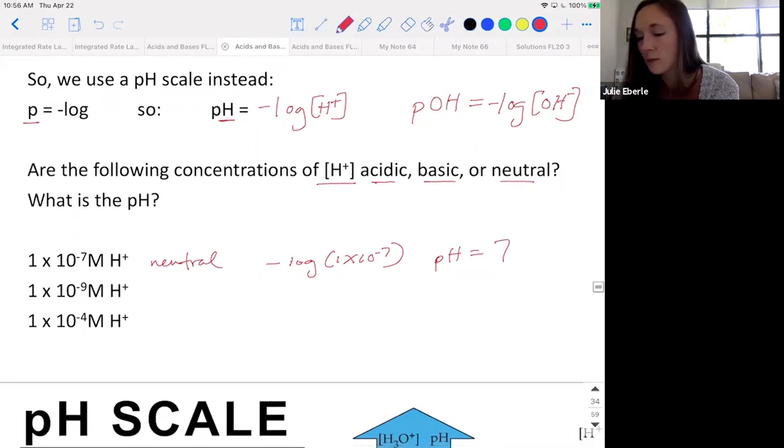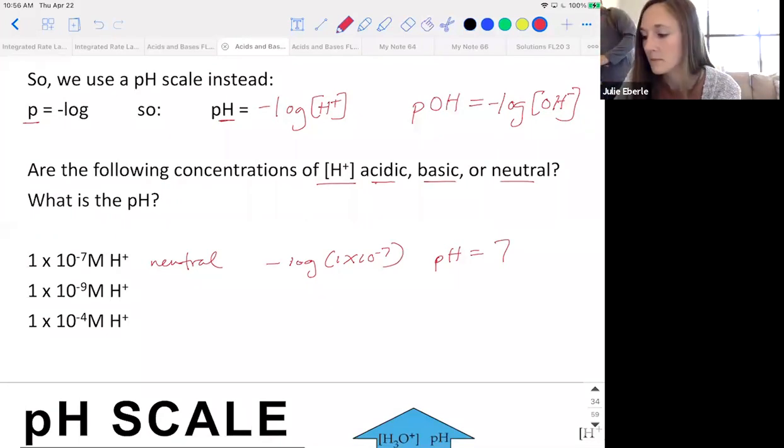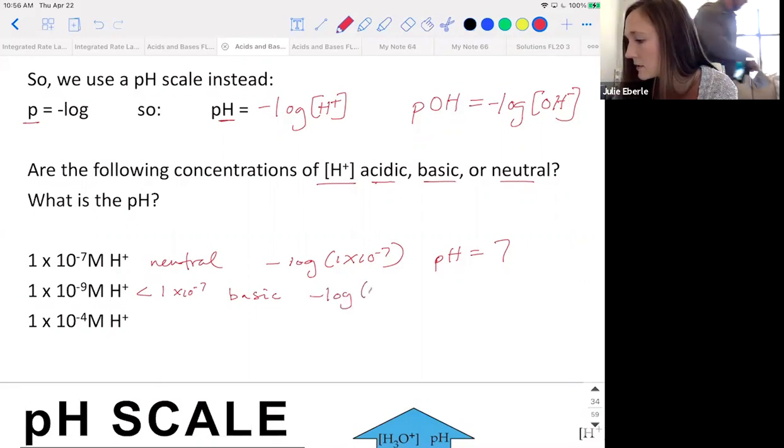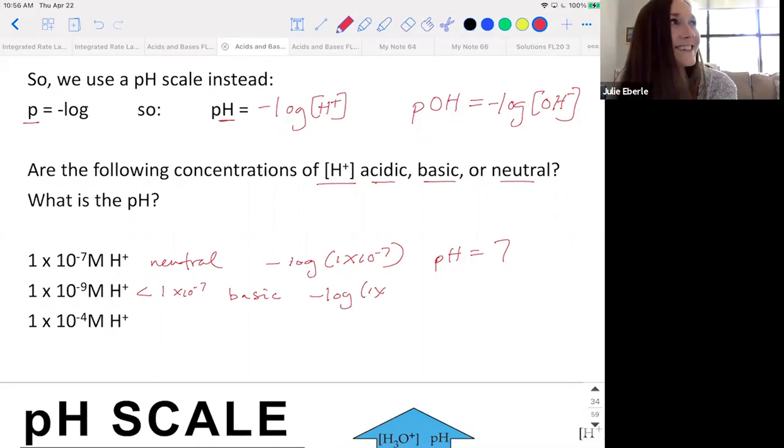Okay, what if you have a concentration of H plus that equals 1 times 10 to the minus 9? Is that acidic, basic, or neutral? That is less than 1 times 10 to the minus 7. So, yep, Keegan said it's basic. And if we do negative log of this, 10 to the minus 9, what do you get? pH equals, yep, Haley got it, 9.